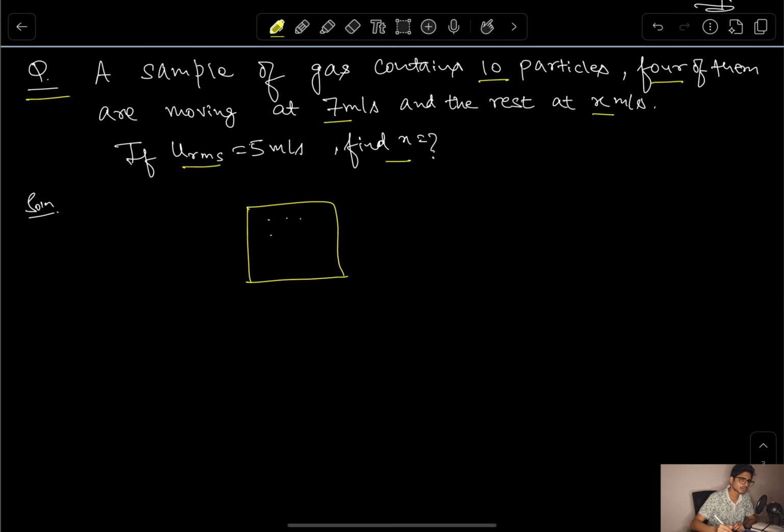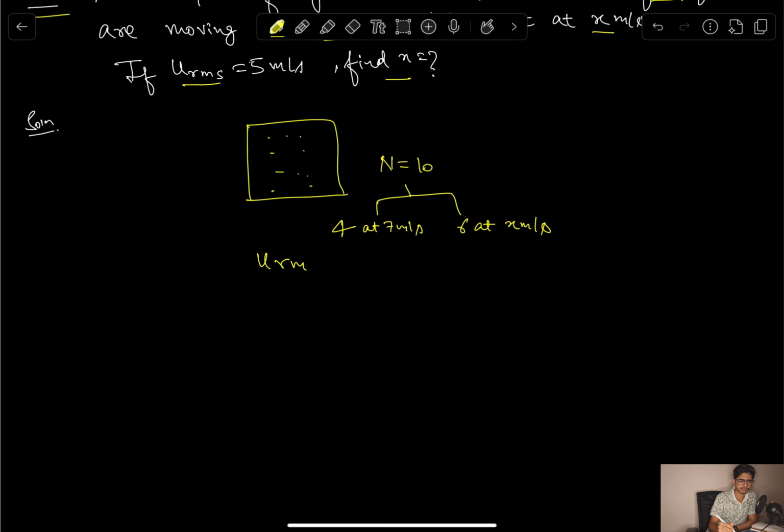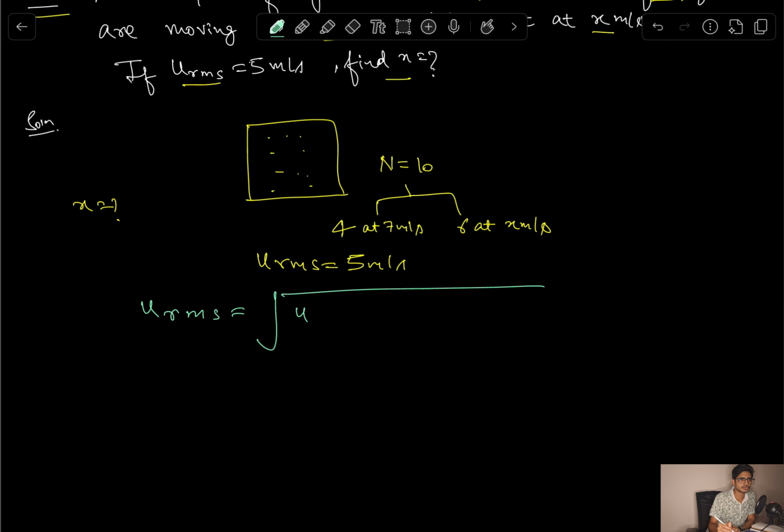So here the total number of gas particles is 10. 4 are moving at a speed of 7 meters per second. The rest, which is 6, at x meters per second. We are provided with the root mean square speed. We'll simply use the formula to solve this problem. You can solve it by yourself, or else I am solving it here. u_rms, the formula we know, is √((u1² + u2² + ... + un²) / n).